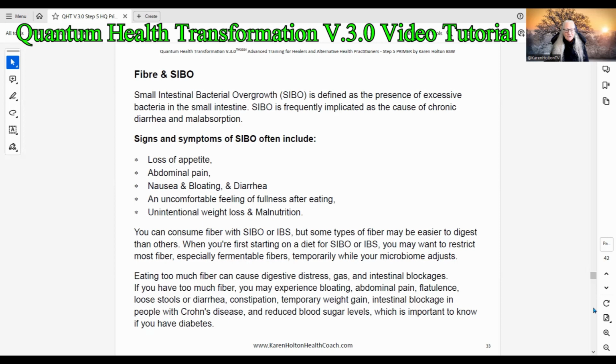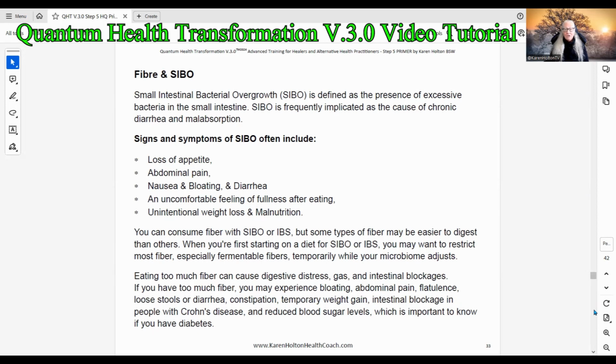If you have too much fiber, you may experience bloating, abdominal pain, flatulence, loose stools or diarrhea, constipation, temporary weight gain, intestinal blockage in people with Crohn's disease, and reduced blood sugar levels, which is important to know if you have diabetes. So I know everybody recommends eat more fiber, eat more fiber. No, maybe for some people, but for others, fiber is not good news.